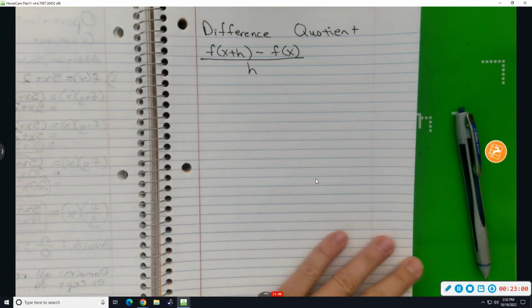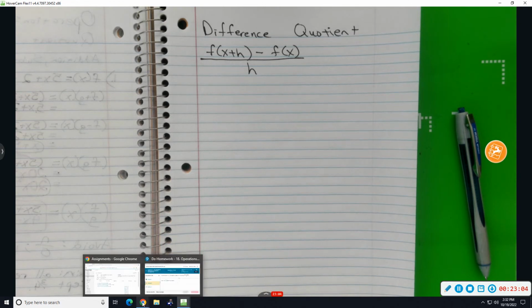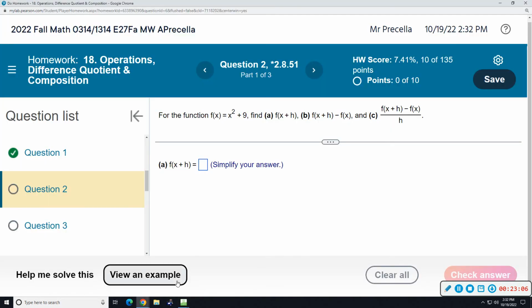Okay, so, I better write down what the function was. I got all carried away. I got to know what the function is. This is number 2. The function we're working with is f of x equals x squared plus 9. Let me write that down.